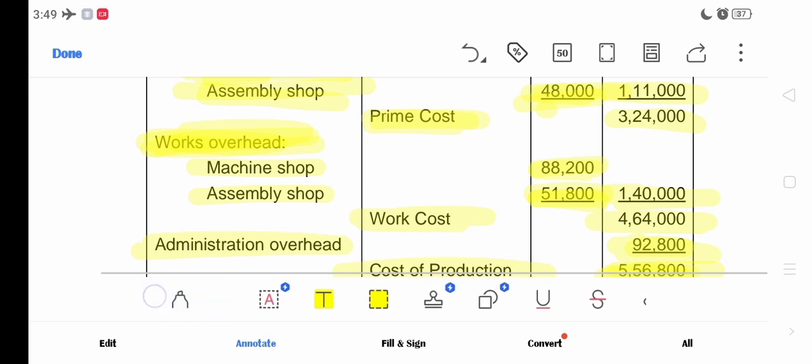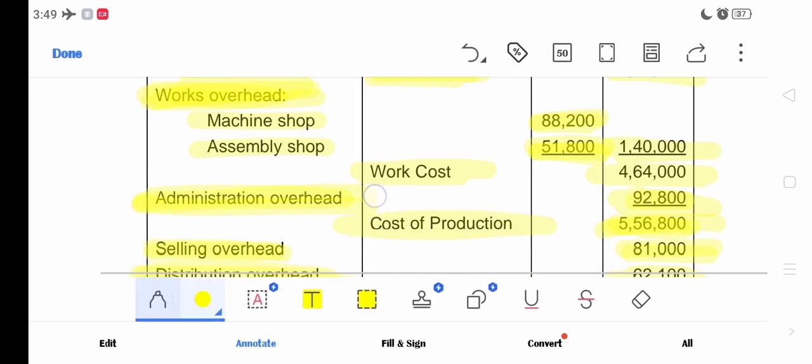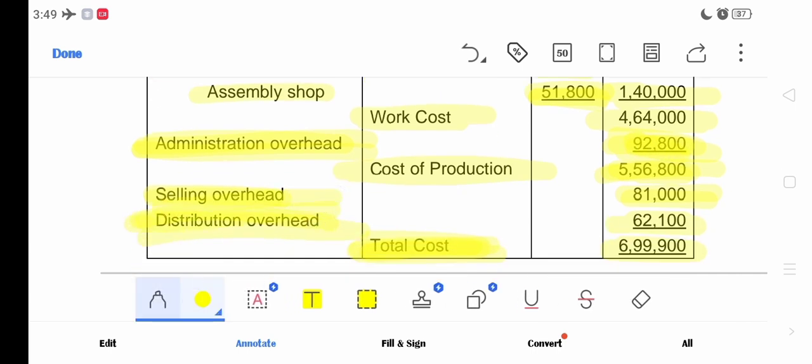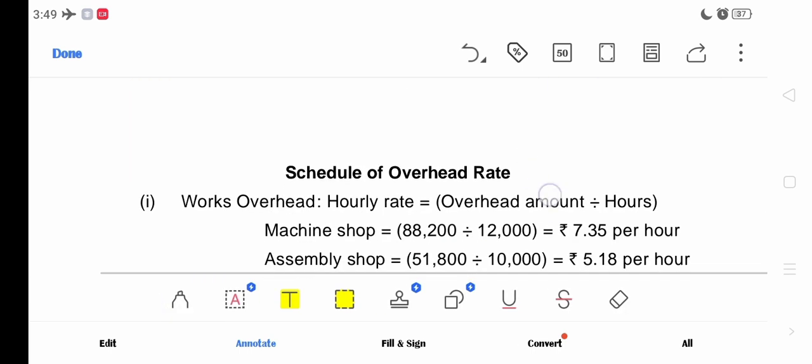For everything, administrative overhead is there. What is this percentage on works cost, and selling overhead, and all these rates, we are going to find out later, just below the table only.